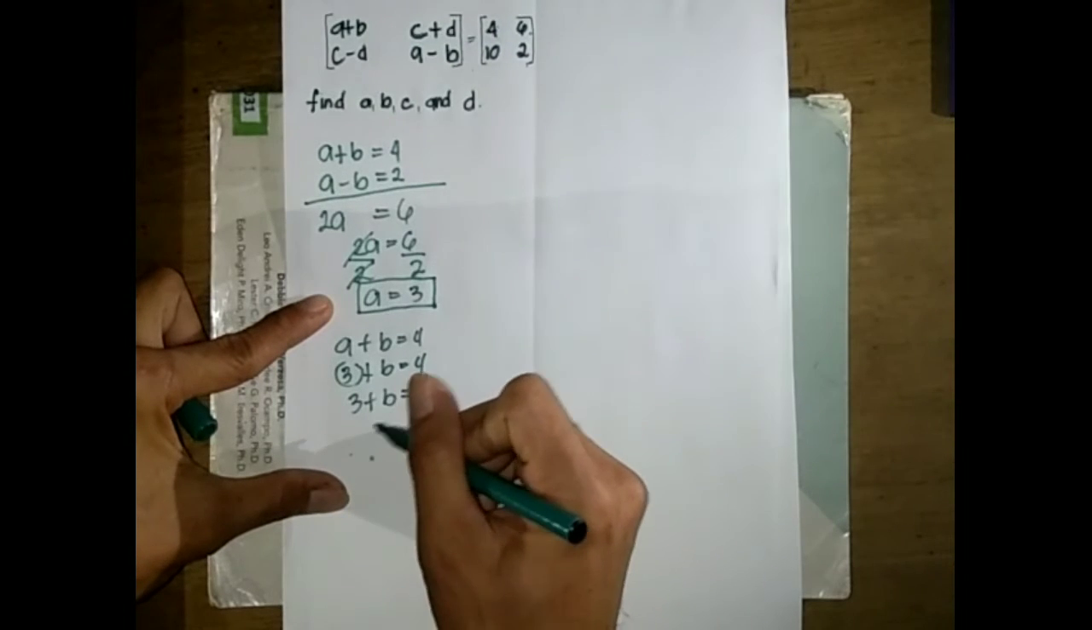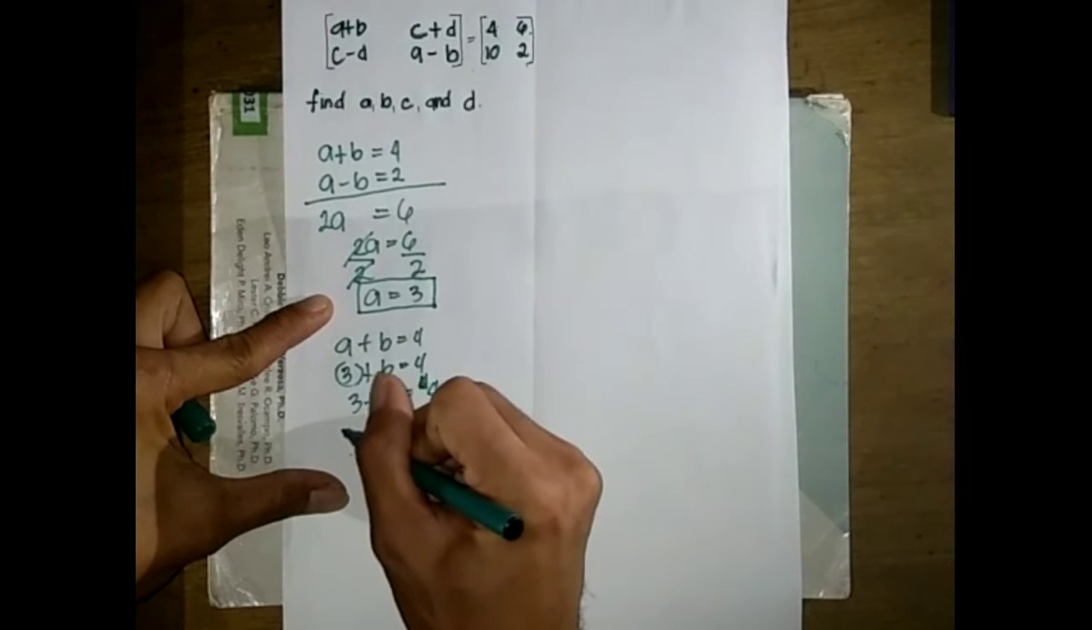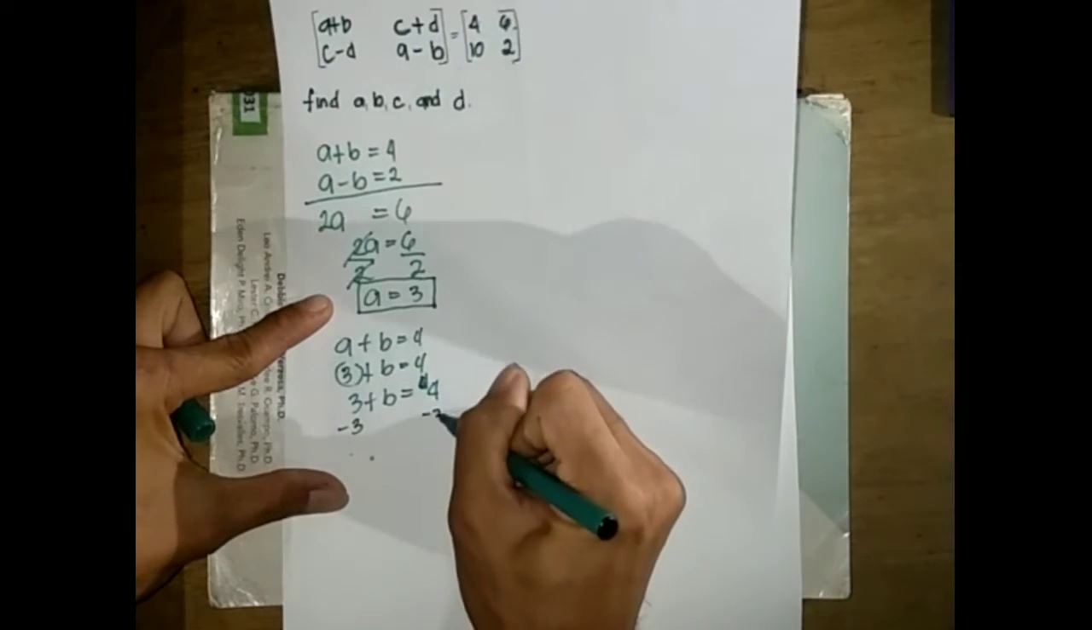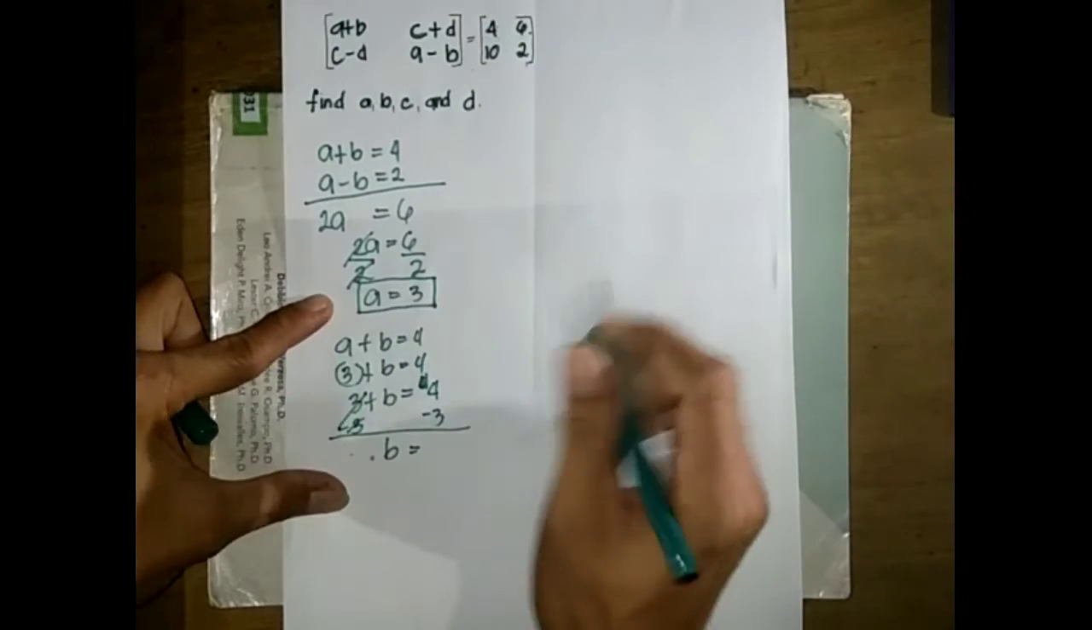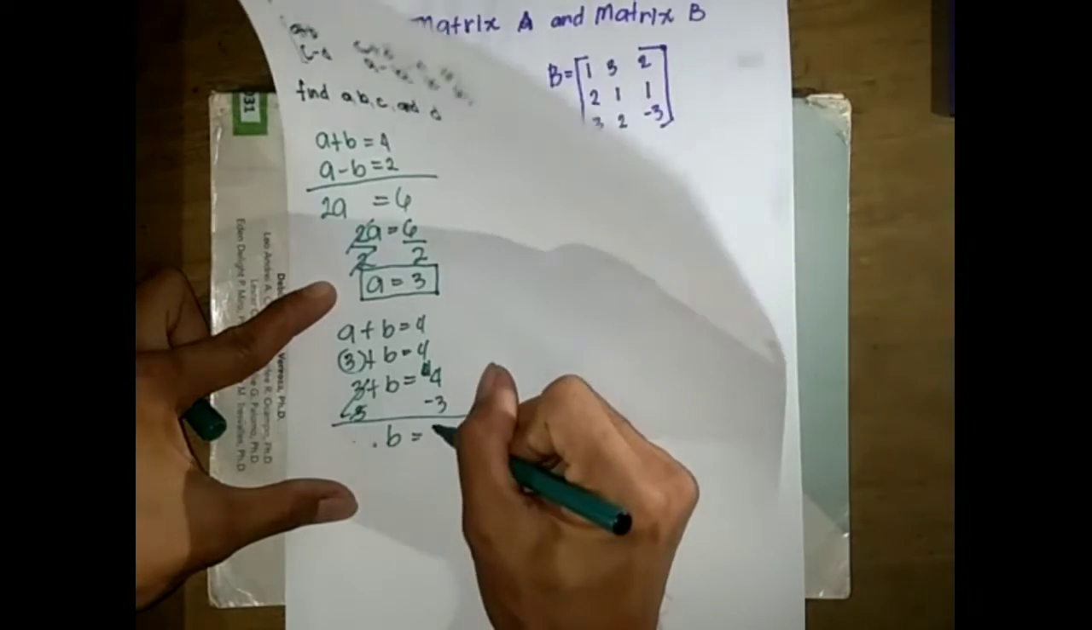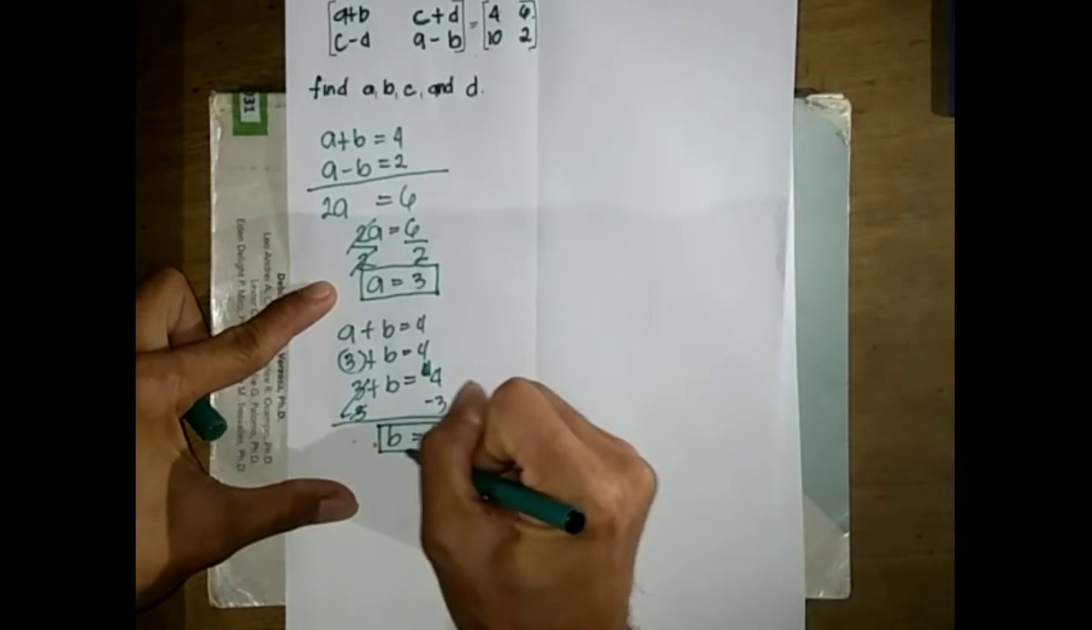Then add both sides by the inverse of positive 3, which is negative 3. Cancel natin to, bring down B. Then 4 minus 3 is equal to 1. So the value of our B is equal to 1.